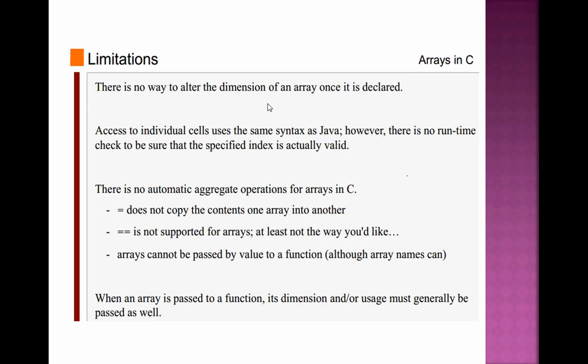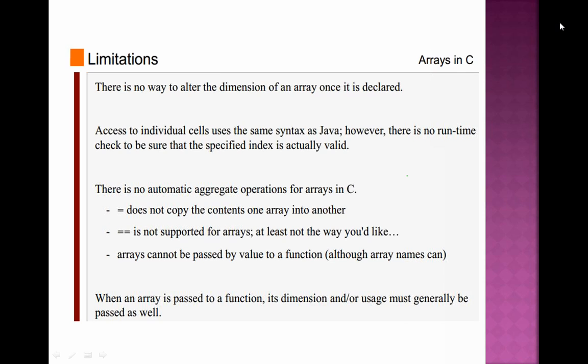So there is no proper way or format to alter the array, because that is done at static time and we are using compile time, so there is no way to alter the dimensions or change the rows and columns of the array. The next point says access to individual cells uses the same syntax as Java. However, there is no runtime check to be sure that the specified index is actually valid. So we can access the individual cells using the same syntax, but there is no runtime check as we had in Java. There is no runtime check in the C language.